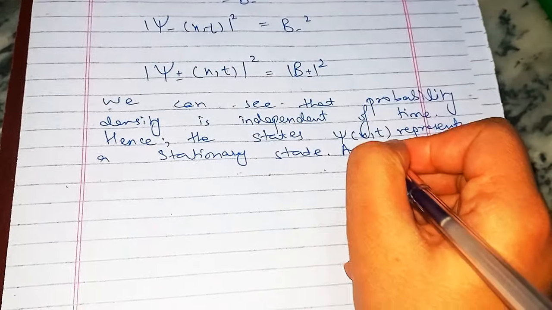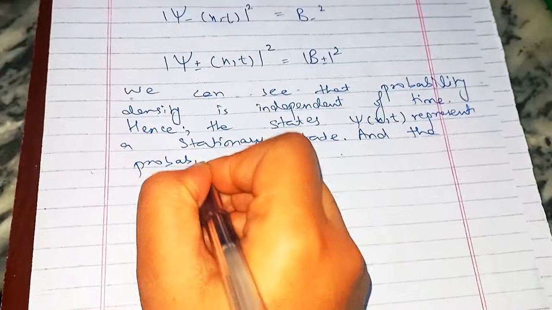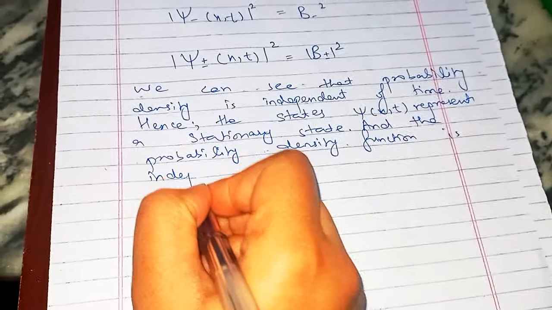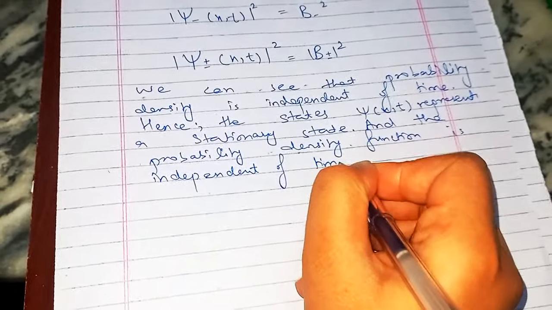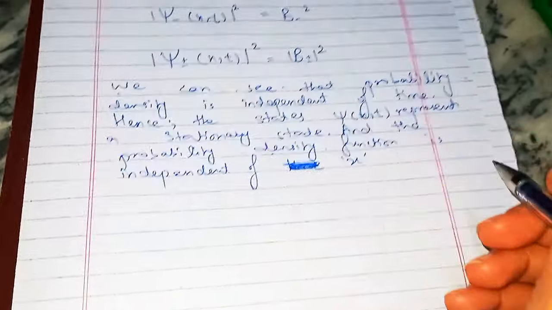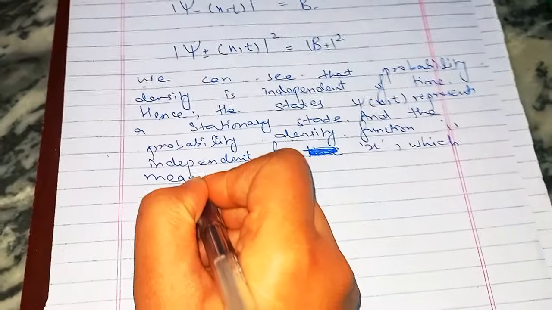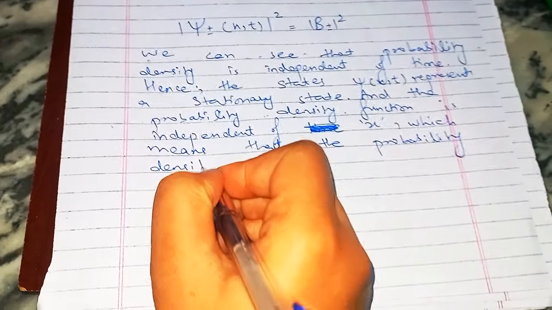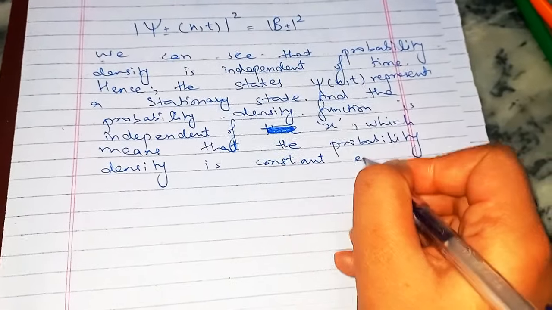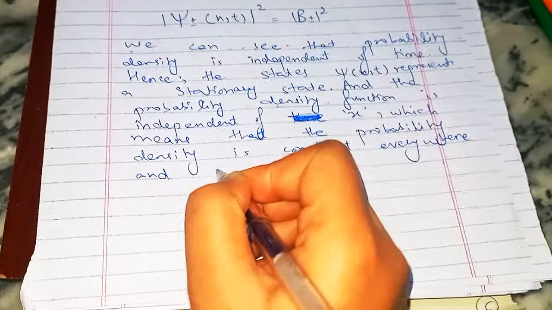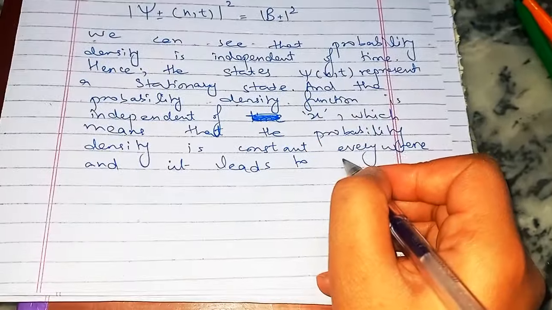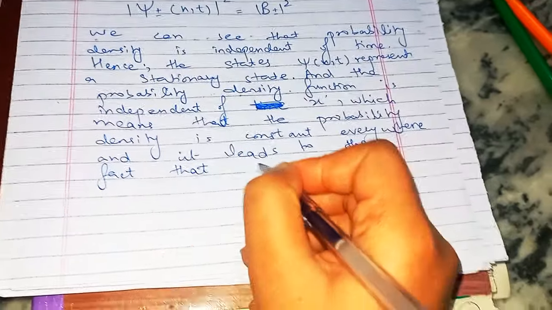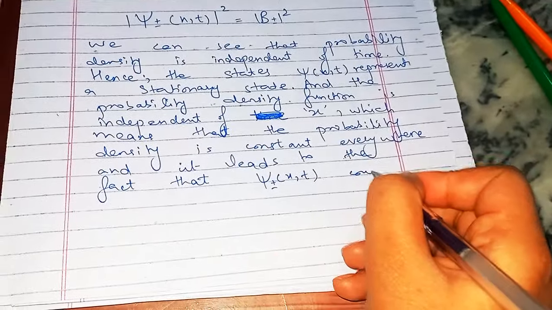All right, and the probability density function is independent of time, of x, which means that the probability density is constant everywhere, and it leads to the fact that psi of x,t plus minus couldn't be normalized.